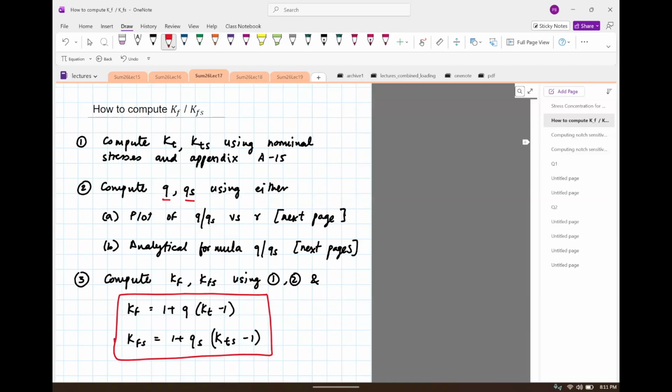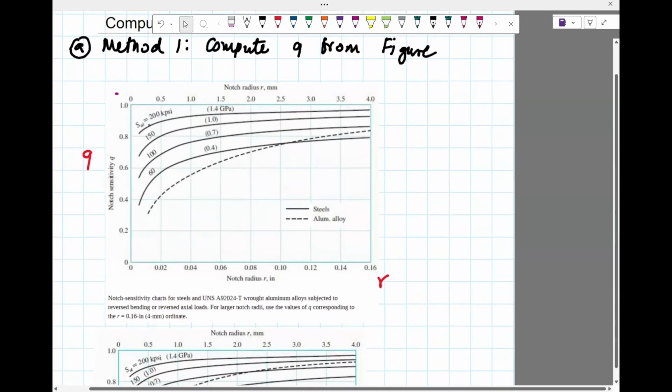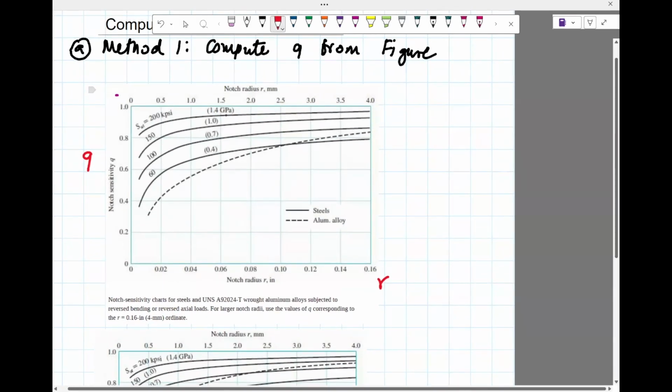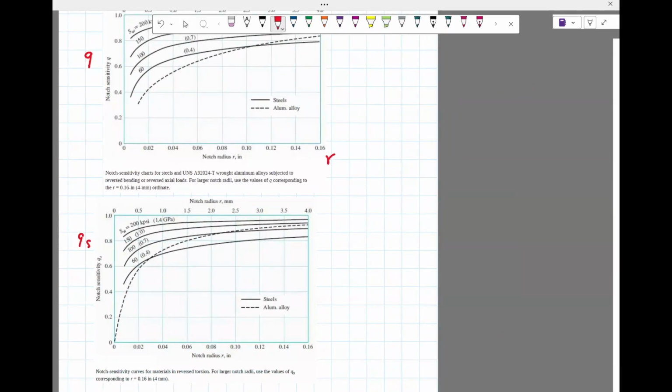Okay, so with that, let's see how to compute the notch sensitivity. There are two methods, as I said. The first method is we have a figure which shows how Q varies as a function of the notch radius. The notch radius is a function of the geometry. And these values here, which you see, depend on the ultimate strength. The ultimate strength is given in SI units, GPa, or in kpsi for FPS. So depending on the ultimate strength and the notch radius, you can compute Q. Once you get Q and once you have Kt, you can compute Kf. This is the same thing for Qs as a function of r. So this is the plot approach.